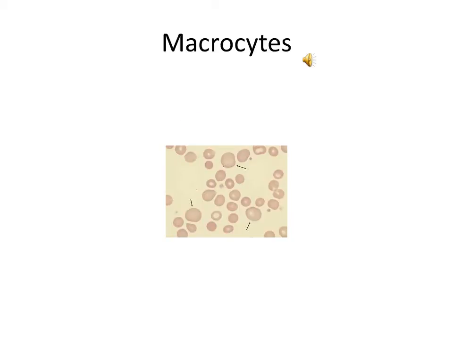The cells being pointed to in this picture are macrocytic red blood cells. They're red blood cells that are approximately 9 micrometers or larger. The MCV is greater than 100 femtoliters. There are a few reasons you get macrocytes. One mechanism is impaired DNA synthesis, which results in megaloblastic erythropoiesis. This leads to a decreased number of cellular divisions, therefore a larger cell.